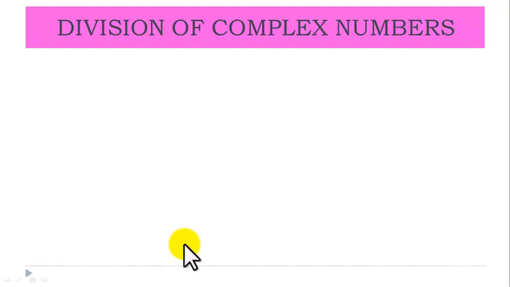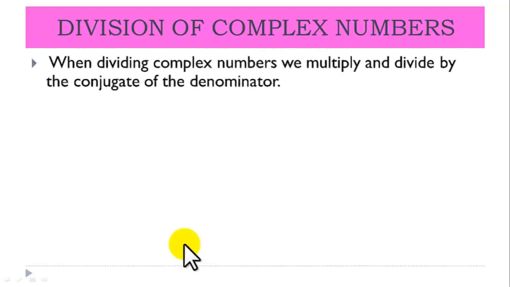Division of complex numbers. When dividing complex numbers, we multiply and divide by the conjugate of the denominator and then simplify.